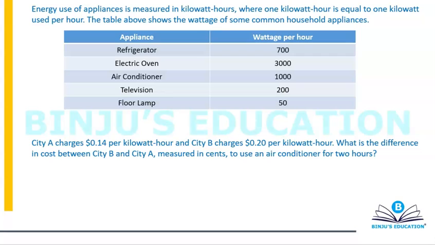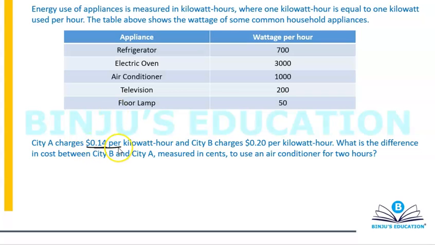All right, let's try this one. So energy use of appliances is measured in kilowatt hours, where 1 kilowatt hour is equal to 1 kilowatt used per hour. The table above shows the wattage of some common household appliances. So we have refrigerator, which has a usage of 700 watts per hour, electric oven, air conditioner, television, floor lamps, and etc. City A charges $0.14 per kilowatt hour.